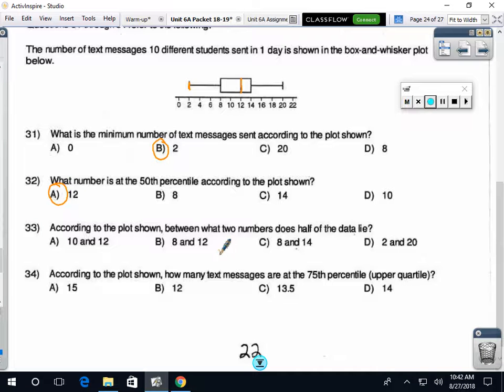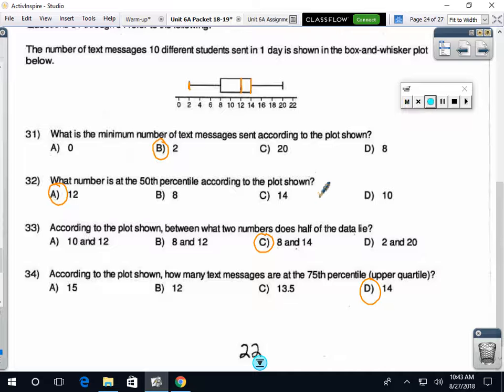According to the plot shown, between what 2 numbers does half of the data lie? Right, half of the data is 50% of the data, right? And that is in the box from 8 to 14. And then 34, according to the plot shown, how many text messages are at the 75th percentile? Right, 14 is sitting at Q3, which is the 75th percentile. Jessica, you pay attention, please.